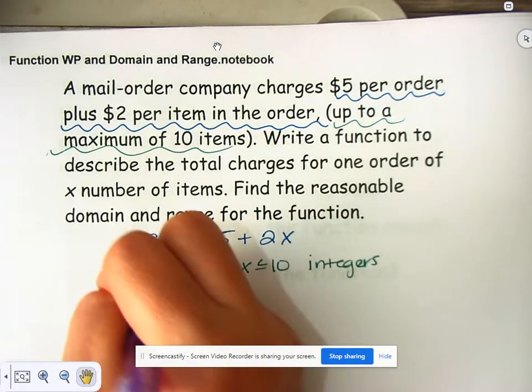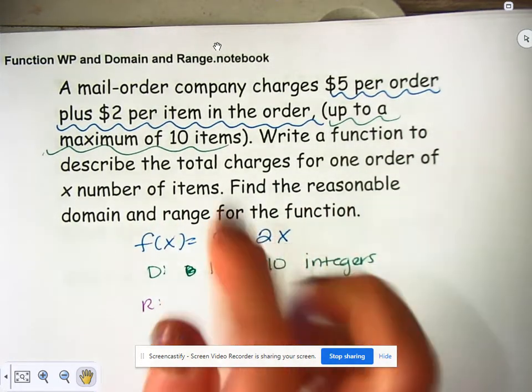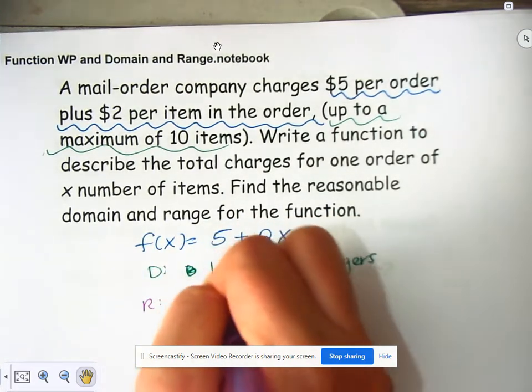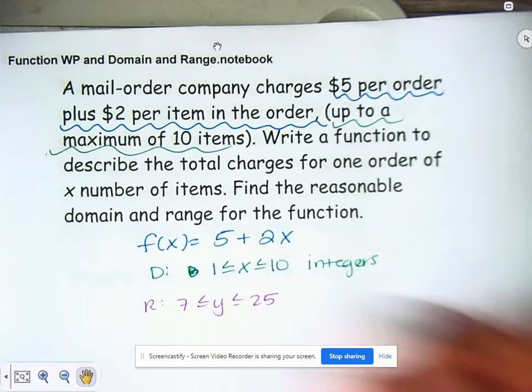And then again, for our range, we would plug in 1. So if I plug in 1 right here, 2 times 1 is 2, plus 5 is 7. And if I plug in all 10 items, that's going to be 20 plus 5 is 25.